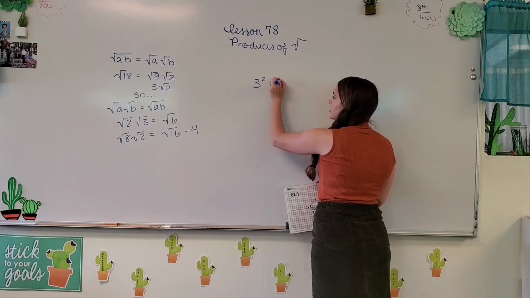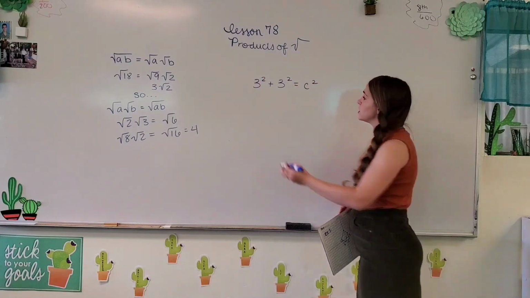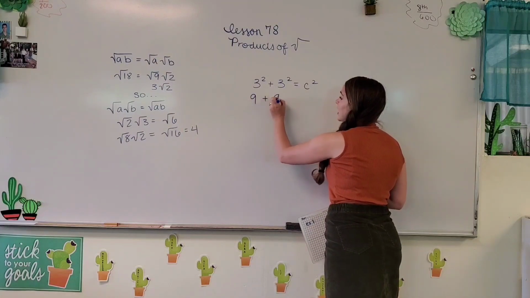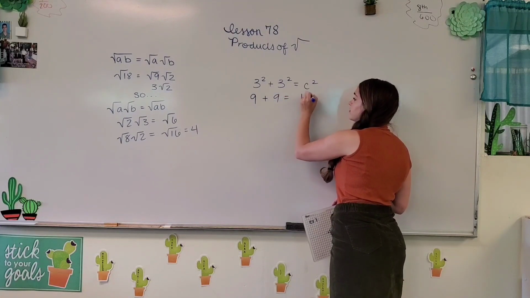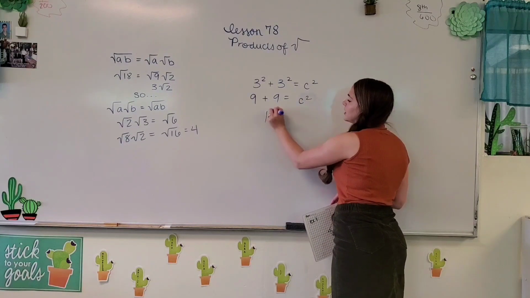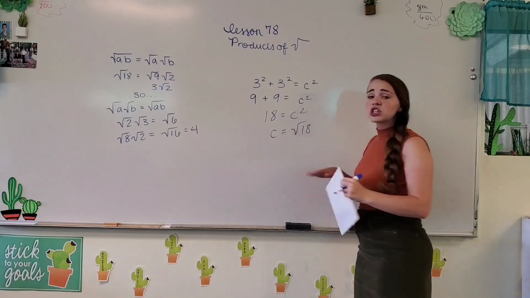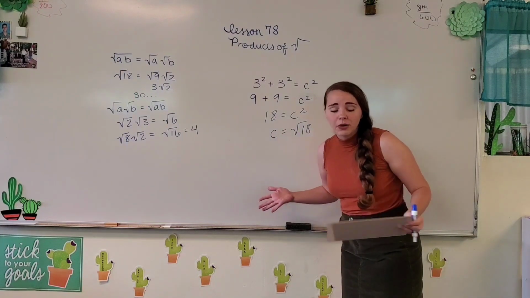So 3 squared plus 3 squared equals whatever the hypotenuse is. So this ends up being 9 plus 9 equals 18. Well, I'm going to say c squared. 18 equals c squared. So c is the square root of 18. Only we're just going to leave it as square roots because that's what we're dealing with right now.